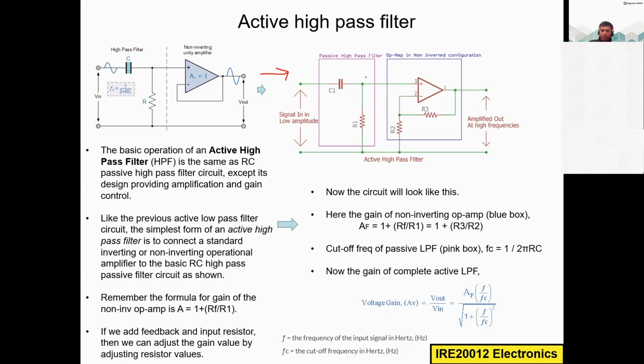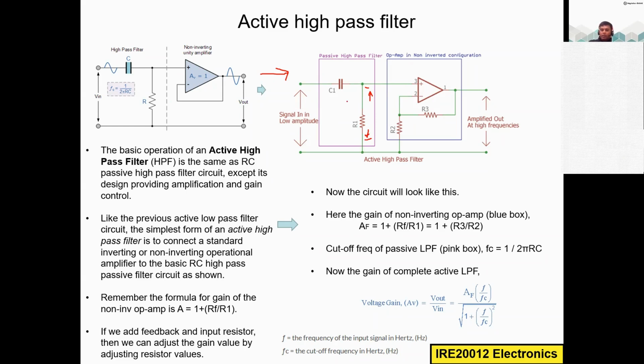So this is the passive high pass filter. You know how to design it. So in the high pass filter, you are getting the output across the resistor. So you should remember the difference. In the low pass filter, you get the output across the capacitor.